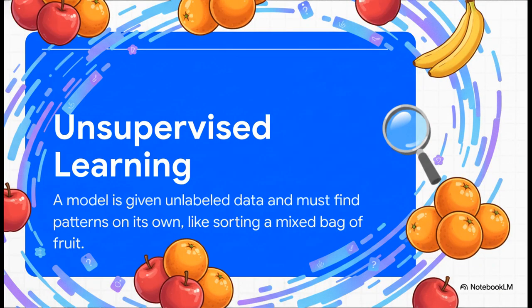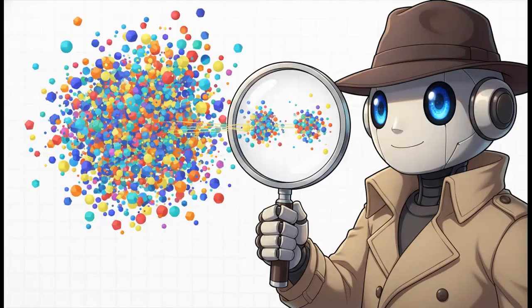The flashcards are gone, the answer key has been thrown out. All you do is give the AI a massive, unlabeled pile of data and say, go figure it out, find the patterns. The analogy here of sorting fruit is perfect. It's like someone hands you a huge bag of mixed fruit and you start sorting it into piles based on what looks similar, by color, by shape, by size, even if you've never been told what an apple or a banana is. The model basically turns into a detective, right?